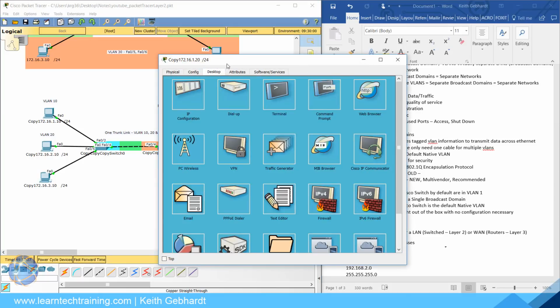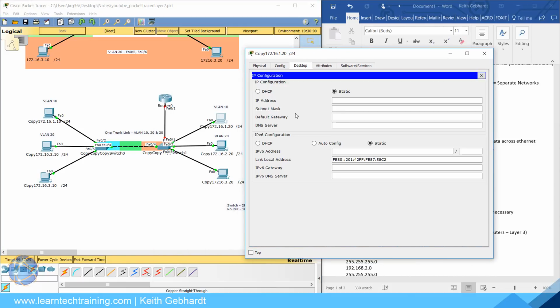Let's go to these guys. We're going to go over here. And just for the sake of this lecture, to keep the time down, we're already running up close to a half hour. I'm only going to address the VLAN 10 computer right here. Alrighty. So 172.16.1.20. Again, class C, 255.255.255.0, 172.16.1.1. All right, now the fun stuff.